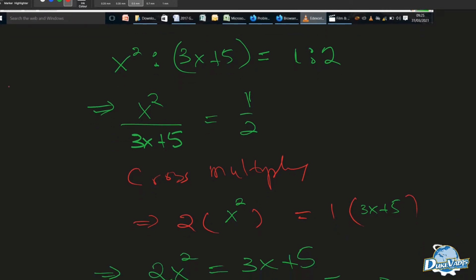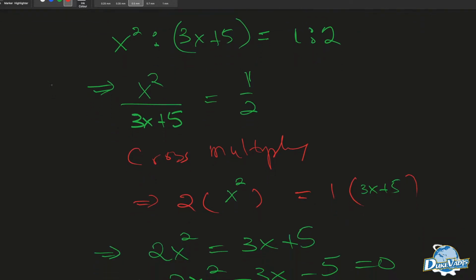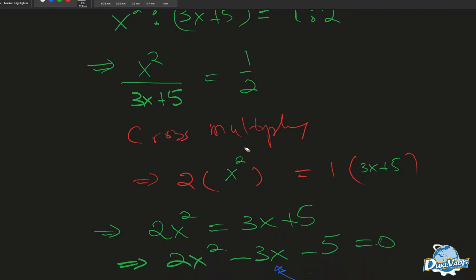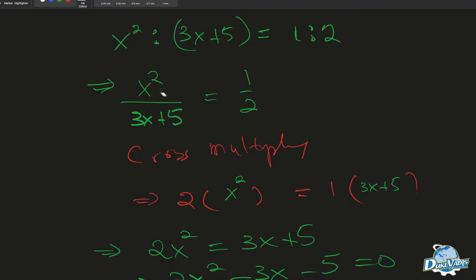So let me take you through a bit. This one, that's the ratio. So we wrote this one like this, and this is equal to 1 over 2. We will cross multiply. So this 2 multiplying this 2 multiplied the x squared, and we have it here, and 3x plus 1 multiply 1.